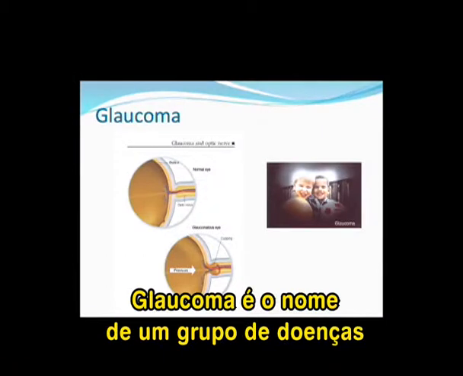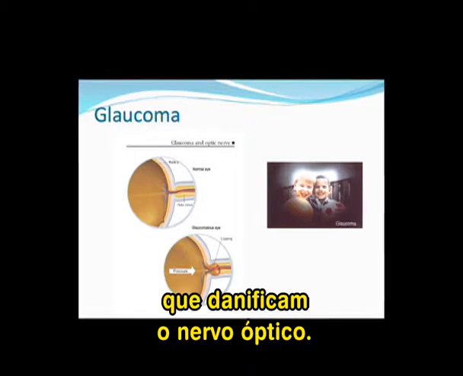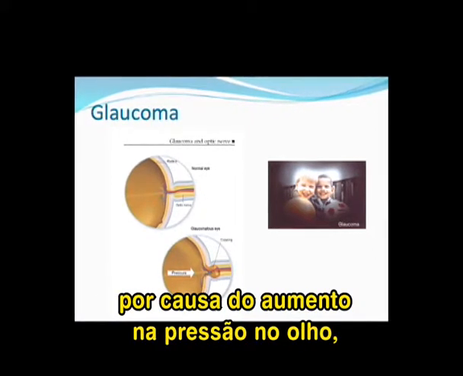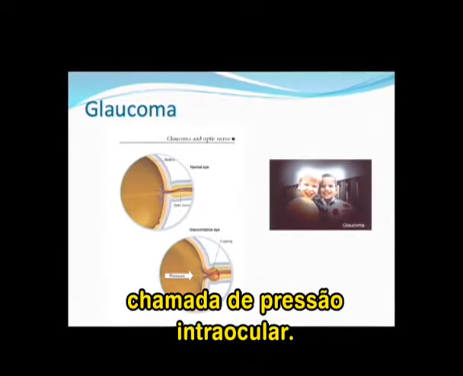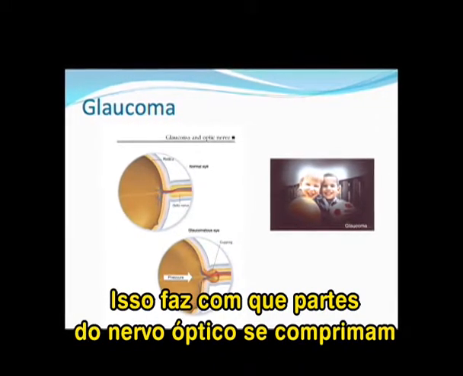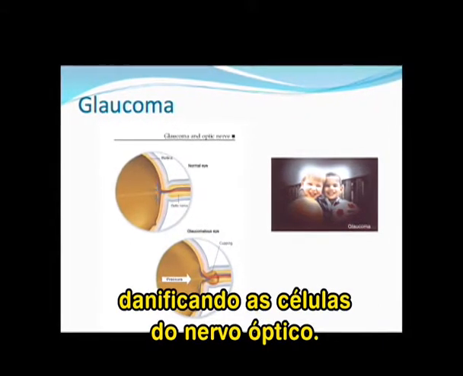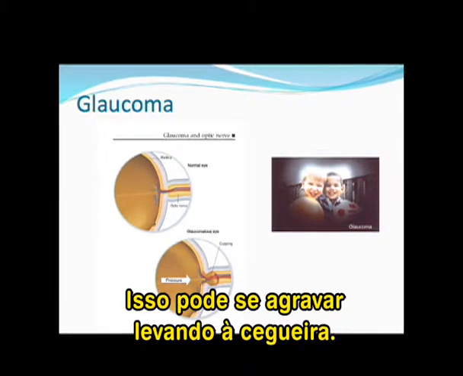Glaucoma is a name for a set of diseases that can cause damage to the optic nerve. Some types of glaucoma are caused by an increase in pressure in your eye, called intraocular pressure. This can cause parts of the optic nerve to pinch and lead to damage of those cells in the optic nerve. It can become so severe that it can lead to blindness.